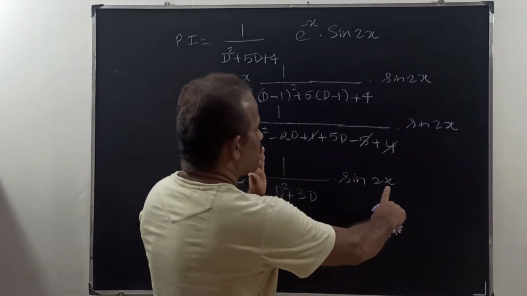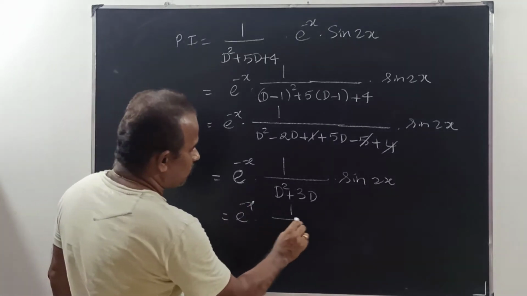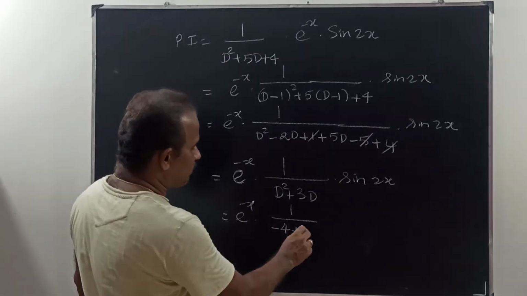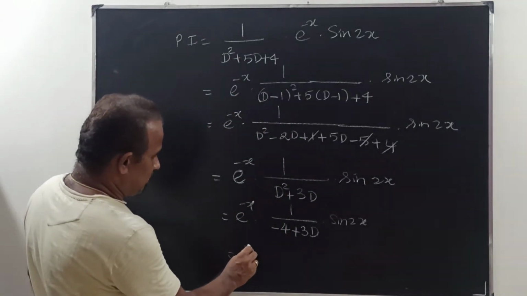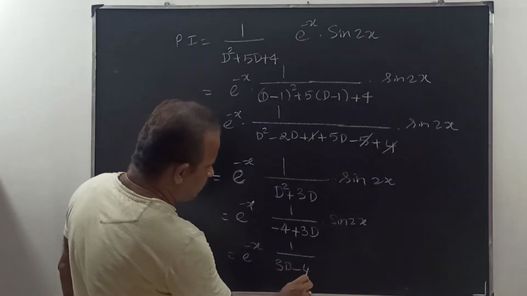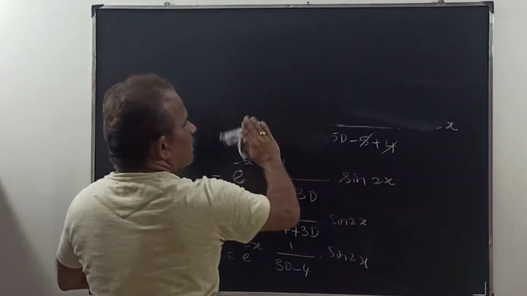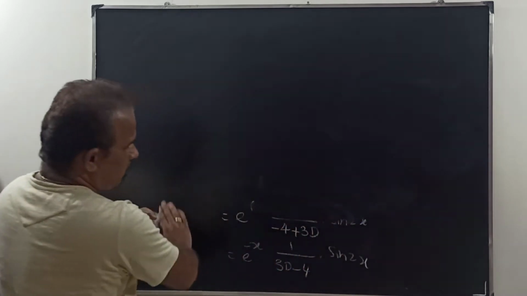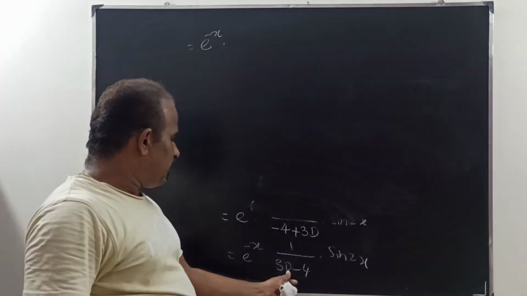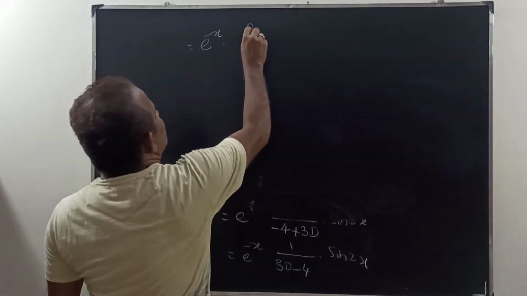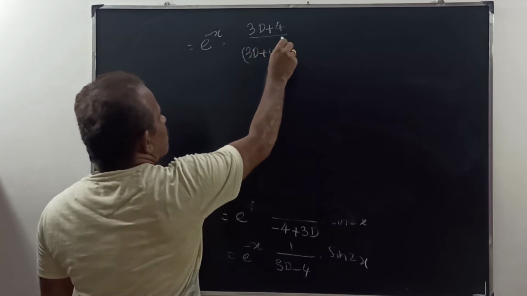Now we use the rule of trigonometric functions for sin 2x. Here D squared is replaced by minus 4. So minus 4 plus 3D into sin 2x. Therefore I can write e power minus x into 1 by (3D minus 4) into sin 2x. Now we have to multiply and divide by the conjugate, then only we will get D square, which we can replace very easily. So this is e power minus x into (3D plus 4) divided by (3D plus 4)(3D minus 4).